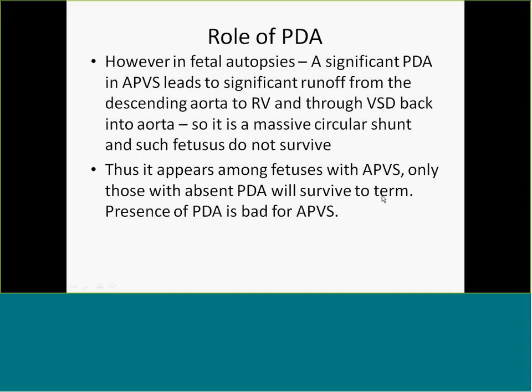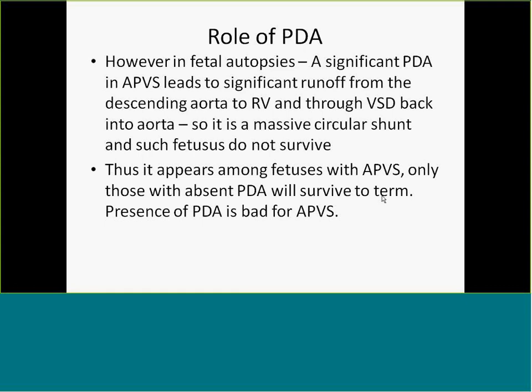So PDA has nothing to do with the absent pulmonary valve syndrome occurrence. Absent pulmonary valve syndrome is a genetic anomaly in which the pulmonary valve has not developed. In this, if a PDA is present, the fetus dies. In absent pulmonary valve syndrome where the fetus does not have a PDA, the pulmonary arteries dilate, but the patient survives. There is no circular shunt.